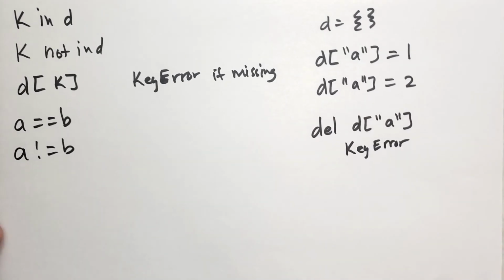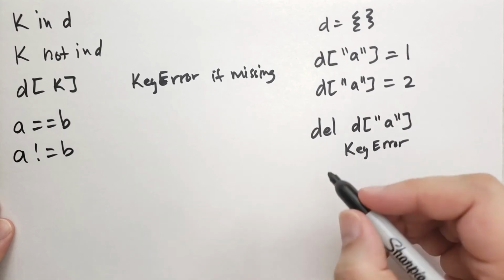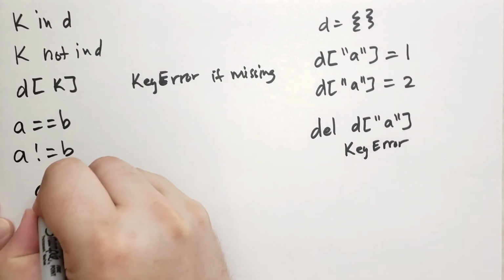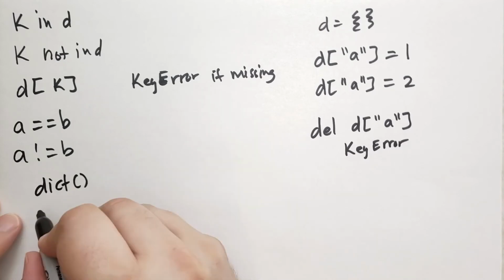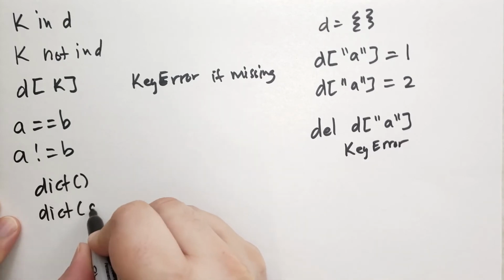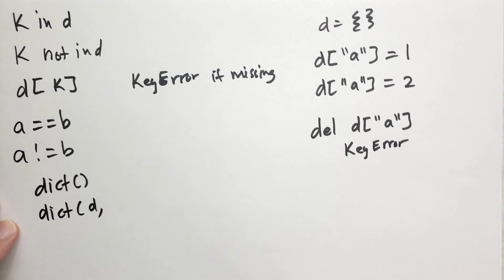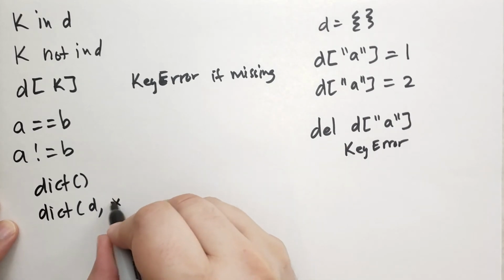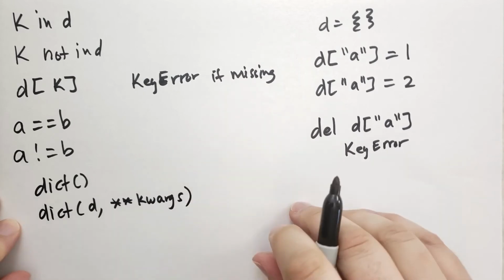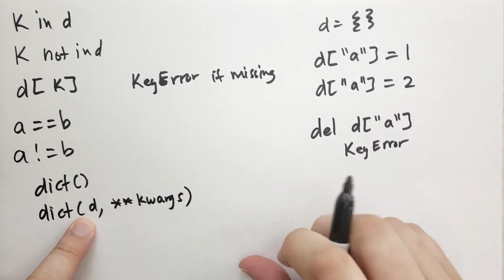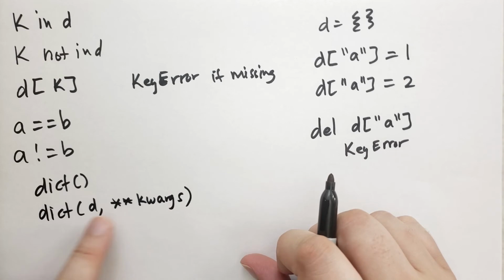There are a few built-in functions in Python that deal with dictionaries. Obviously, there's the dict function. With no parameters, it will return a brand new dictionary. You can specify some dictionary, and you can also pass in keyword args. And what this will do is copy the dictionary D, and then any keyword args you specify will be overridden for the key value pairs in the dictionary D.